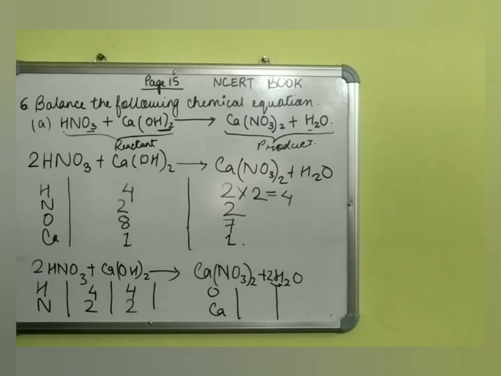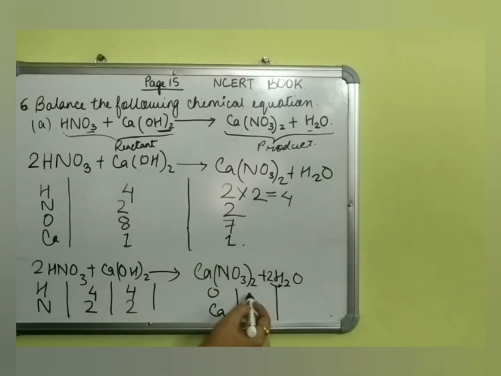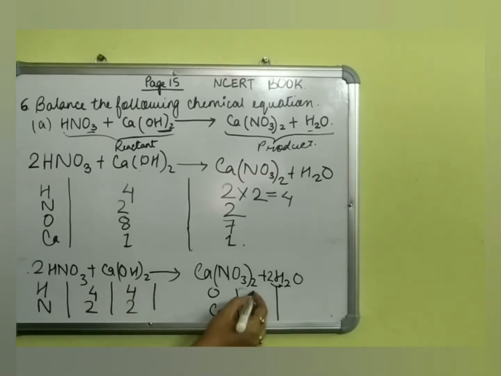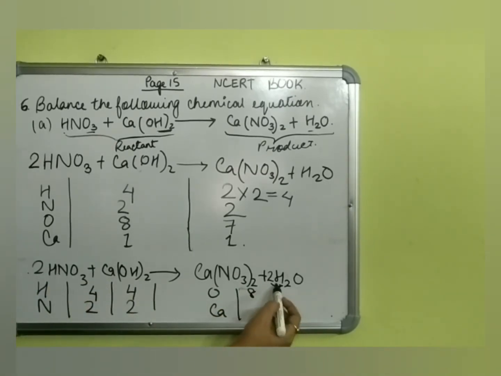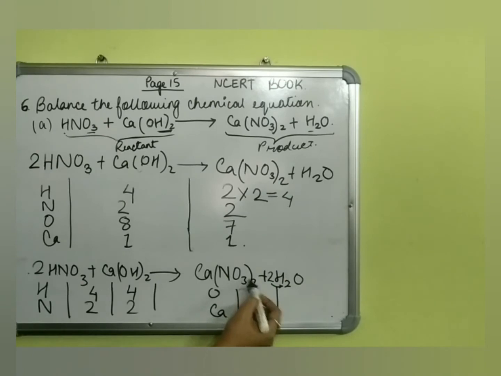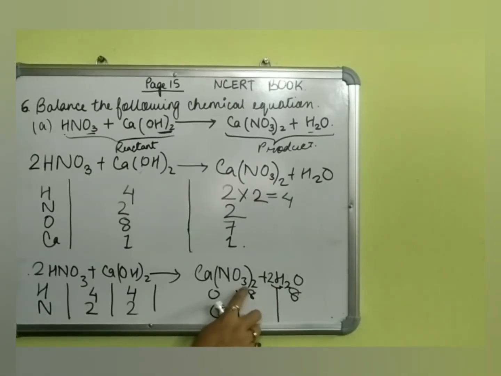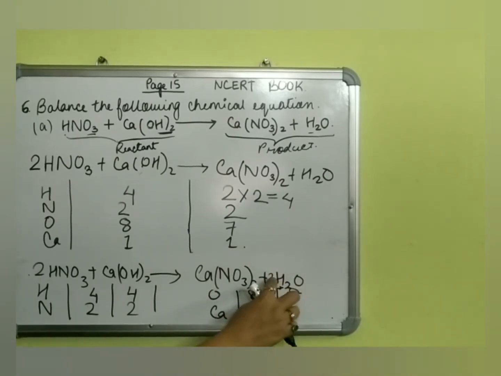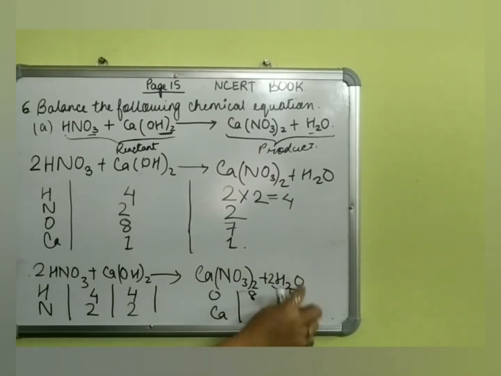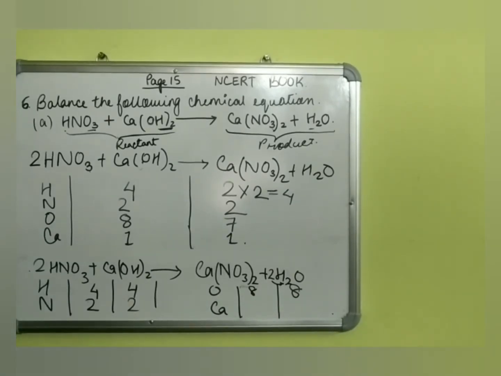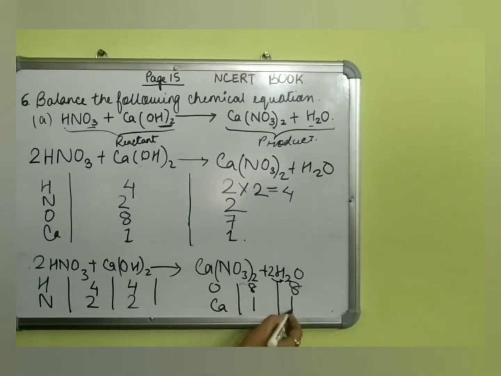Others will be the same. Oxygen also, in the product side it will be 8 and in the reactant side it will be 8. So these will be 2 oxygen and 3 into 2 is 6, so it will be 8. Here I'm writing 8, 3 into 2 is 6 and 2 oxygen. This 2 I'm taking as a coefficient to get 8. For calcium I will write 1 on both sides.